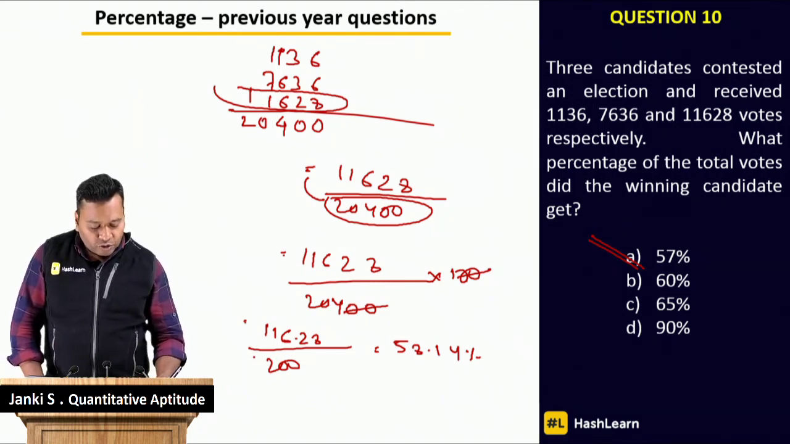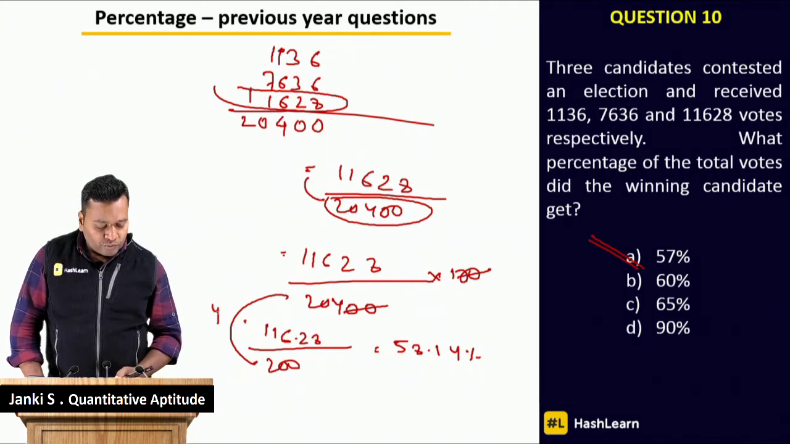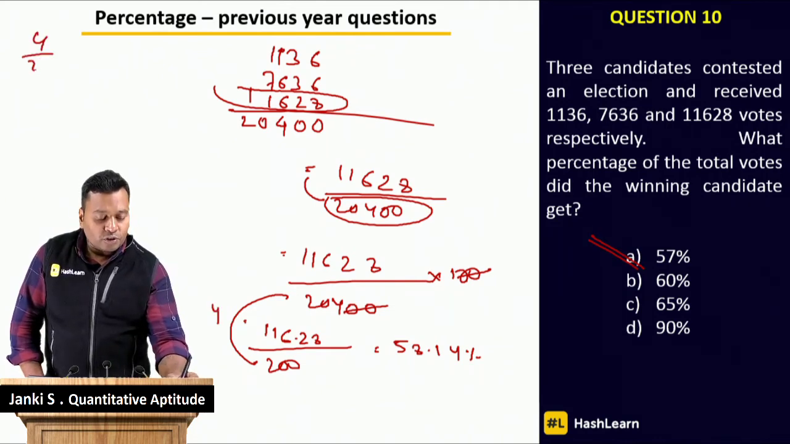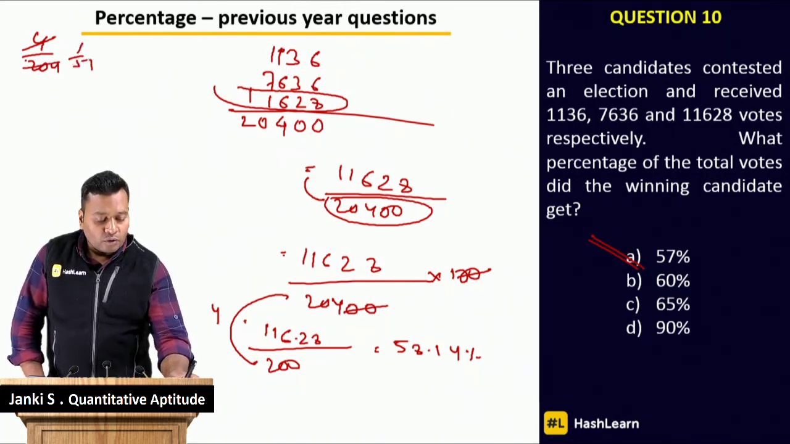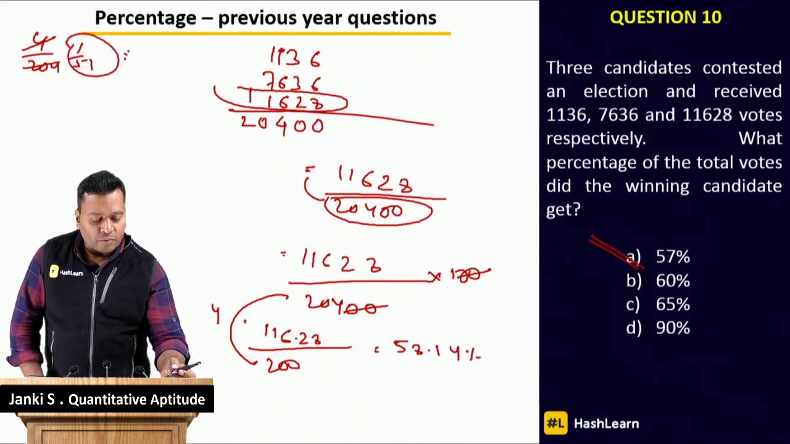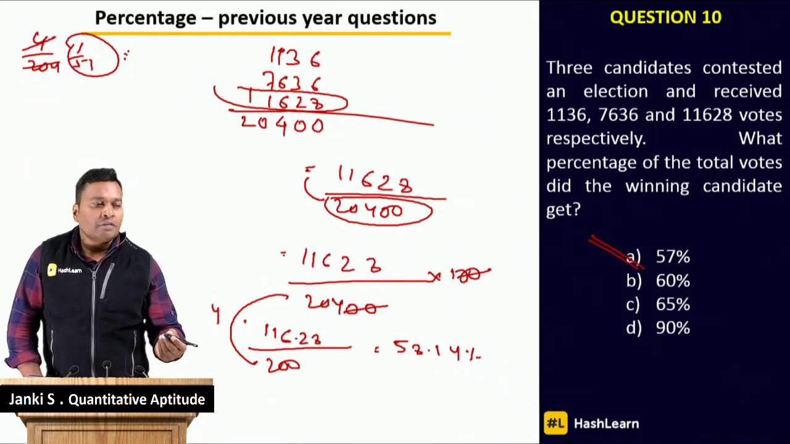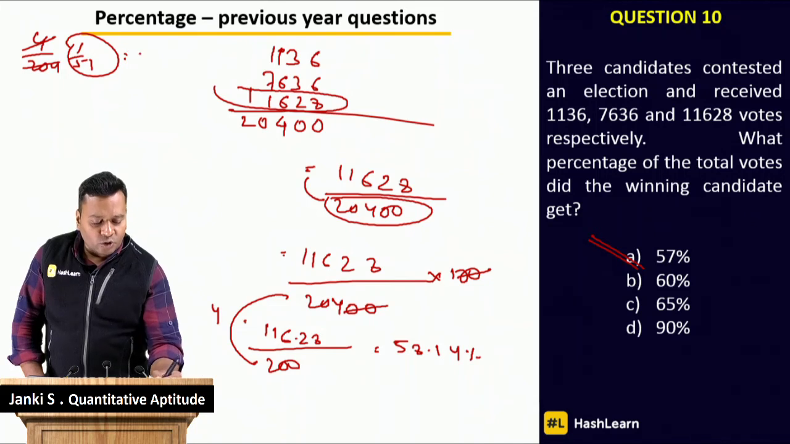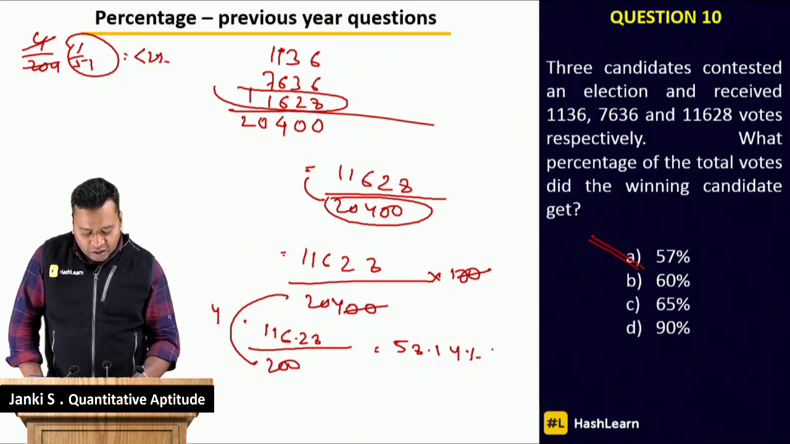If it's 204, that means I have reduced the value by how much? 4 out of 204. So 4 out of 204 is how much in terms of percentage? 1 by 51. 1 by 51 will be how much? 1 by 50 is nothing but how much in terms of percentage? 1 by 5 is 20%. 1 by 50 is about 2%, slightly less than 2%. So I'll reduce this value by slightly less than 2% of this.